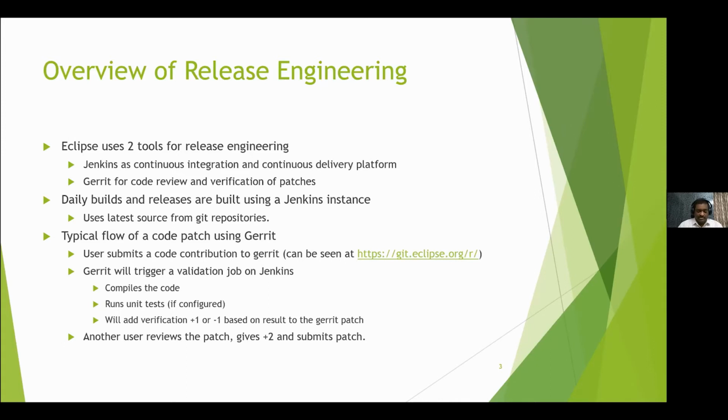Then we have 4 different Jenkins instances just for Gerrit verification jobs. For a small piece of information, platform uses about 25 Git repositories. So we need to have multiple Gerrit verification jobs to verify the incoming patches. Here is a typical Gerrit workflow. A user fixes a bug and submits a code contribution to Gerrit, and Gerrit triggers a validation job on Jenkins. Because we have 25 of them, one Jenkins instance is not sufficient for us actually.